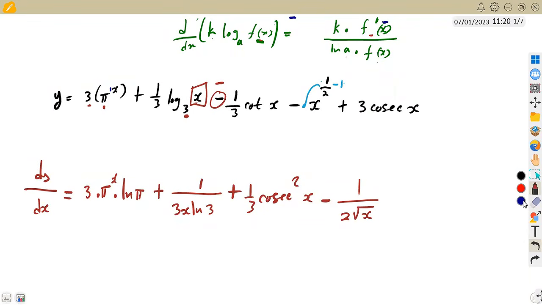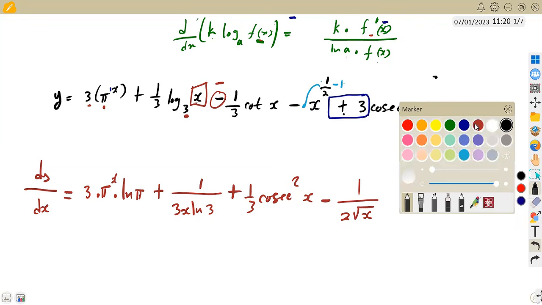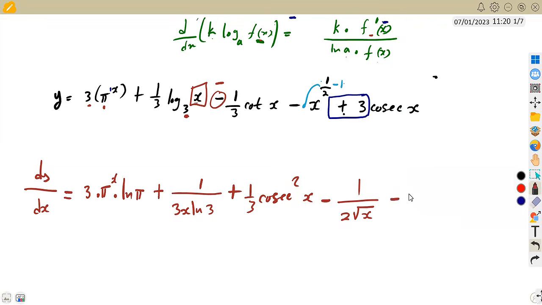But if we check here, there's a number that is already there, which is a 3. So it's a plus 3. But our answer, we said it's a negative cosec. So it's negative times a positive, which is going to give us a negative. So we're going to obtain negative 3 cosec x cot x. We saw that the derivative of cosec is negative cosec cot. All right, so this is your final answer.